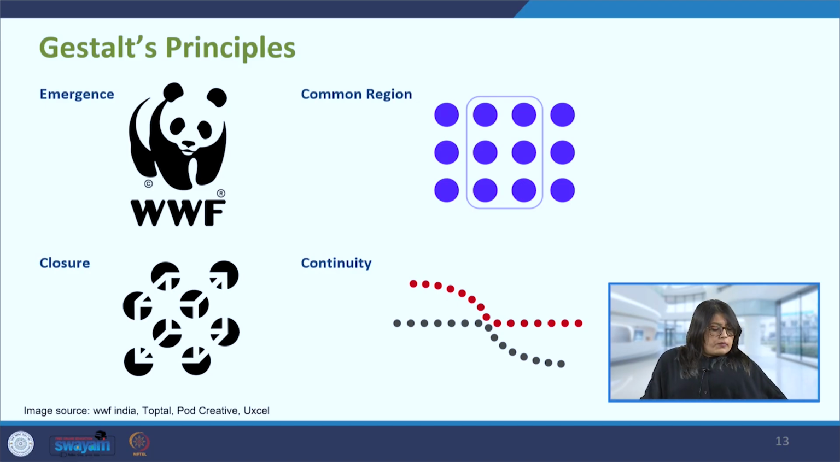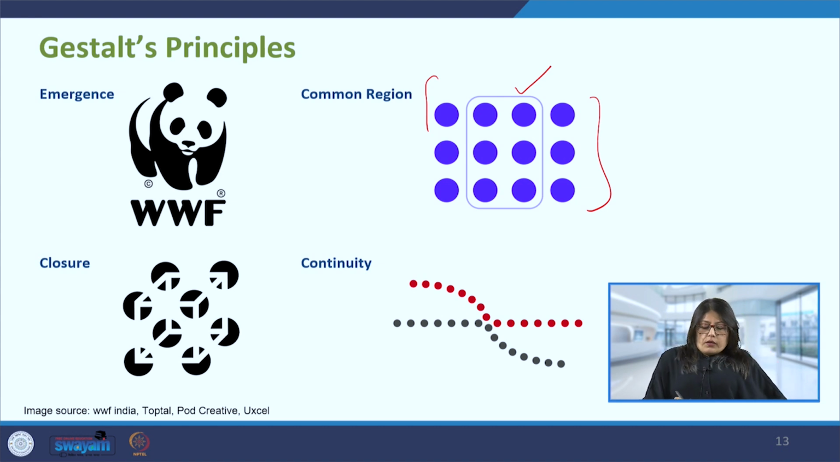The next is the principle of common region. So here we perceive elements that are in the same closed region. So here we have put these 6 dots inside a boundary. So we are considering them to be a separate group, separate from these dots here. So this is also important when we are designing our interfaces, that how do we group our elements together. So with the help of the common region principle, we can differentiate between the elements and their functions at the same time.